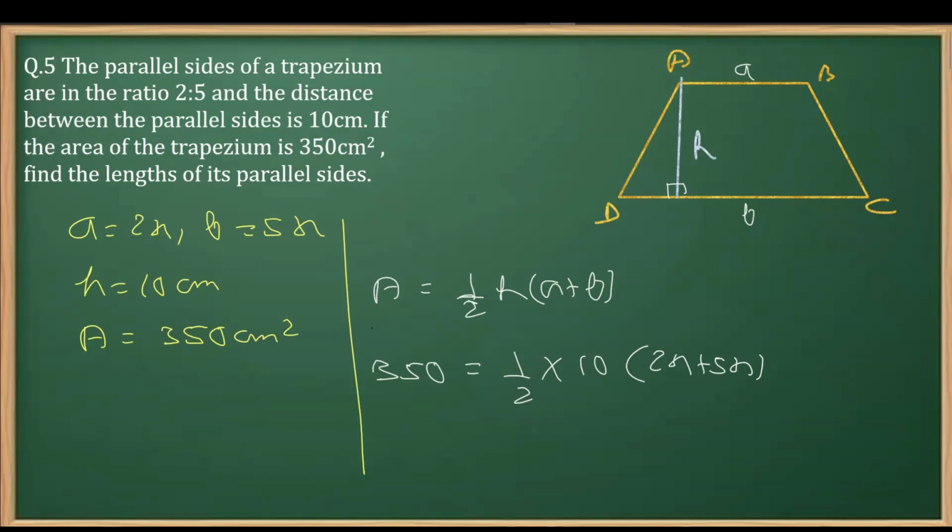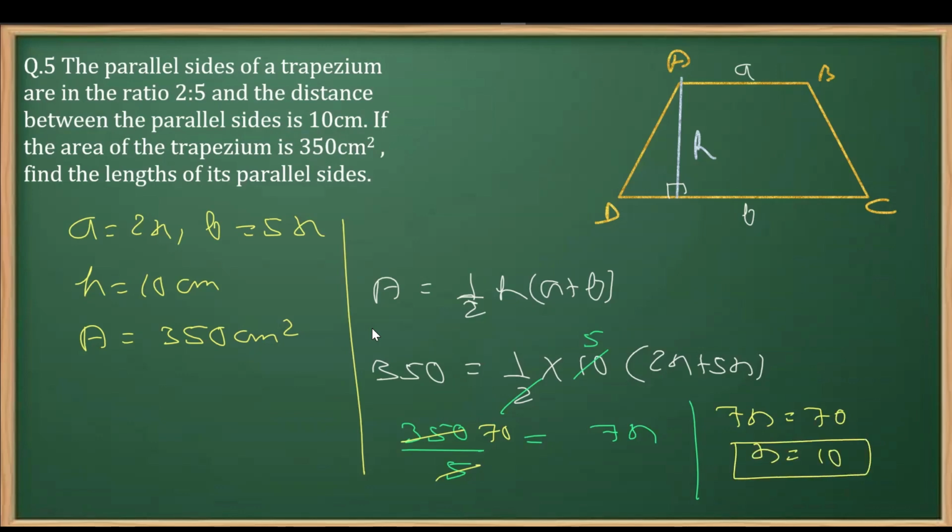Now check here, I can reduce this 2 one times, 5 times. Further, this is 350 on the left hand side. If I transpose this 5 to the left hand side, it will be divided. And this is how much? 2x plus 5x is 7x. Now, this can be reduced, 5 one times and 5 seventy times. Yeah, that's right. So we got 7x is equal to 70. That implies x is equal to 70 divided by 7. That is 10.